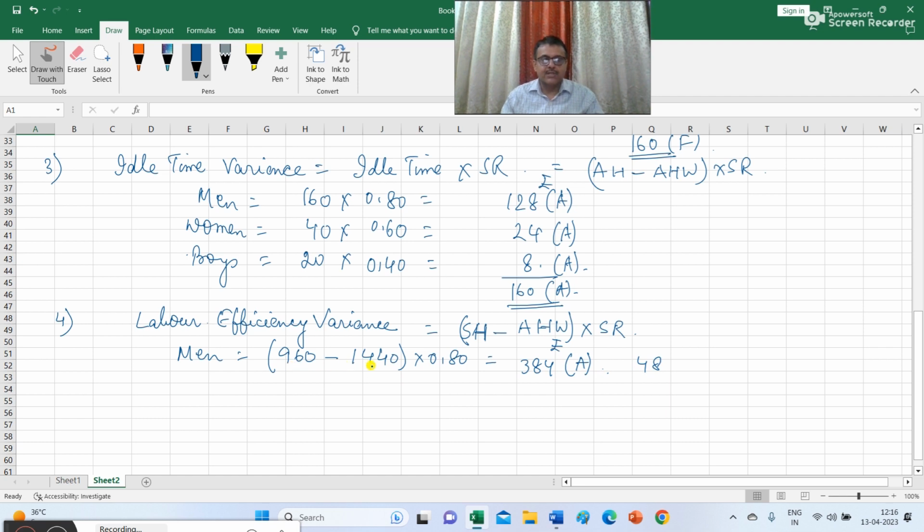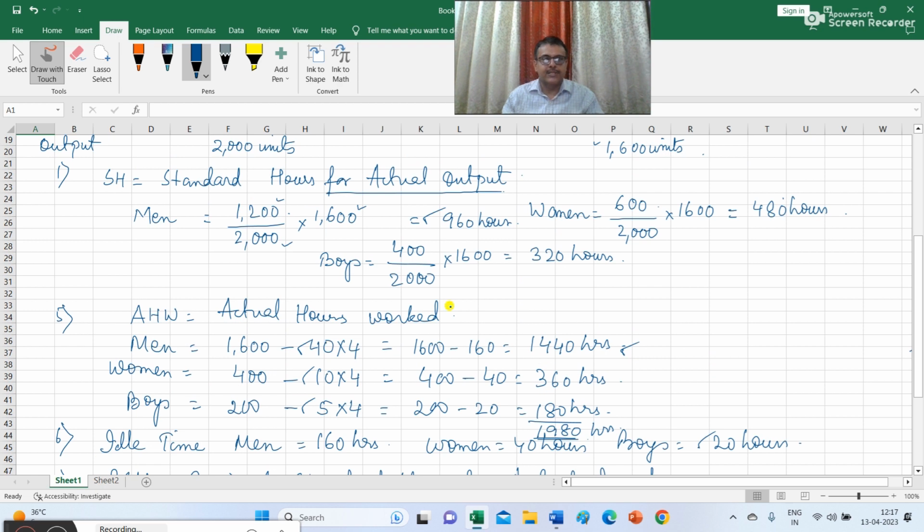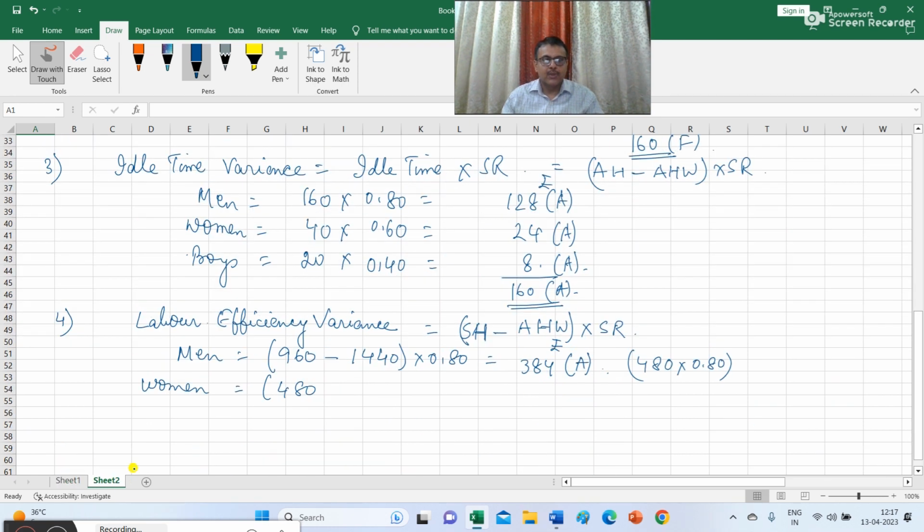480, the difference of 960 and 1440 is 480. Multiply this with 0.80. Then for women, standard hour is 480. You can see in the working 480 is the standard hour of women and the actual hours worked of women is 360. So 480 minus 360, multiply this with 0.60 and we'll get 72 favorable. The difference of 480 and 360 is 120, multiply this with 0.60 and you will get 72 favorable.